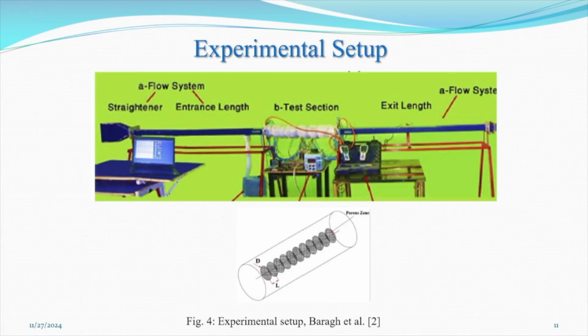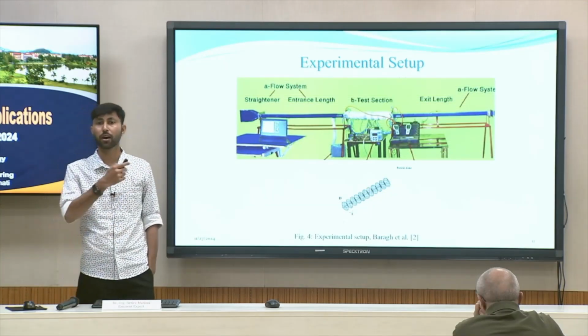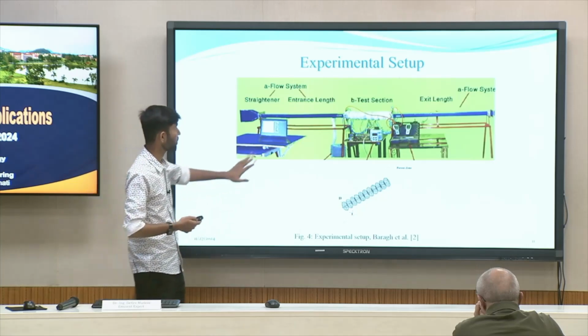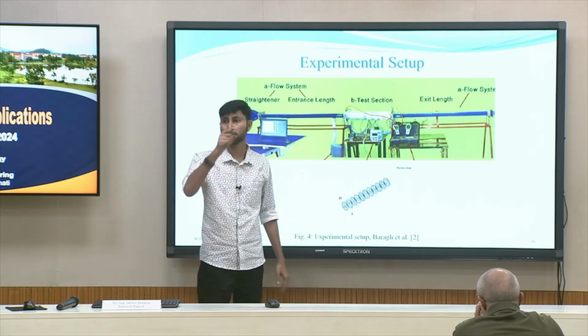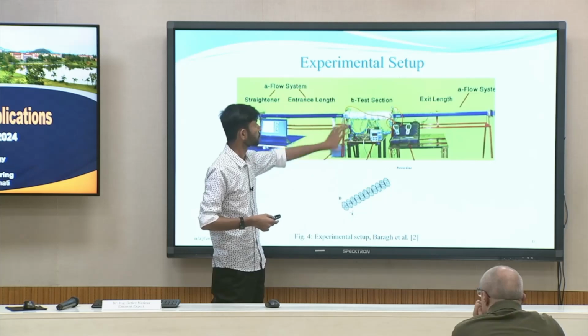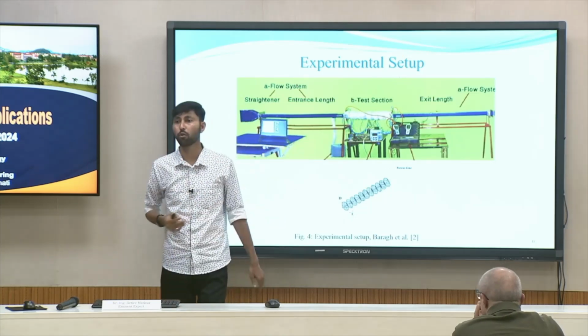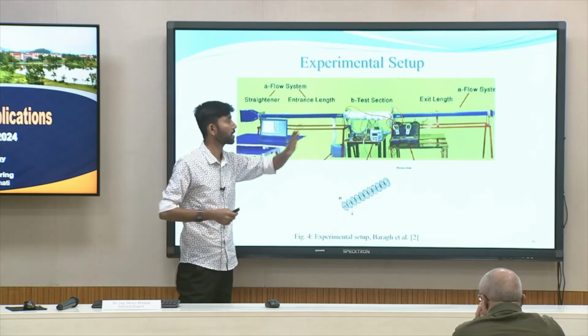In another part, I have considered one more experimental setup that was done by Borag et al. The previous one was a vertical channel; now it is a horizontal channel. This is the test section, which is of circular form. Inside that, they have attached a metal foam to the pipe. This is the entrance length and this is the exit length.